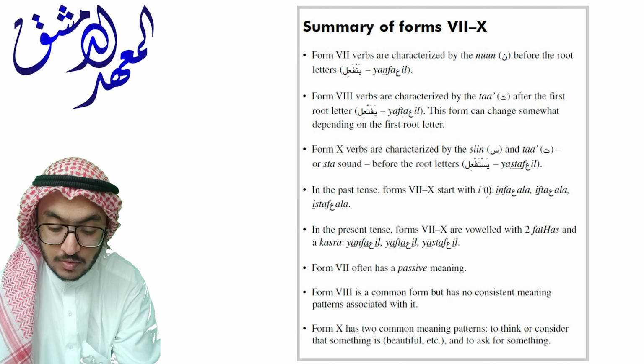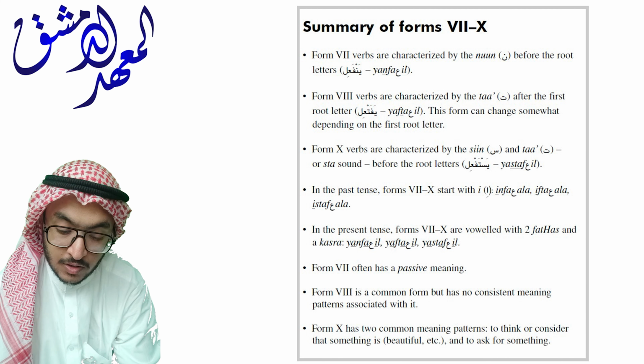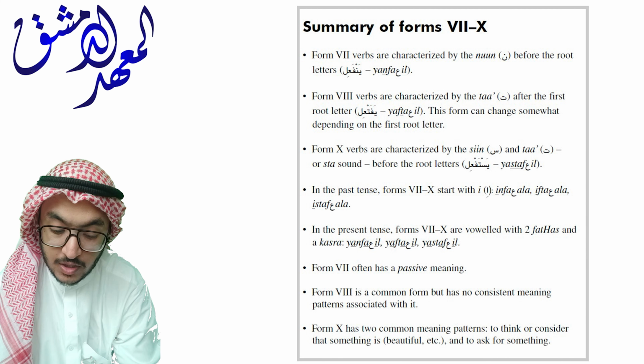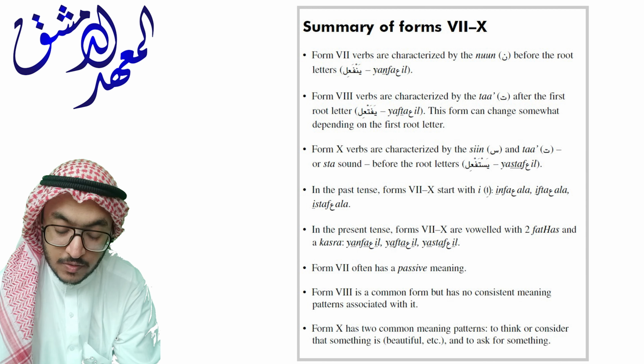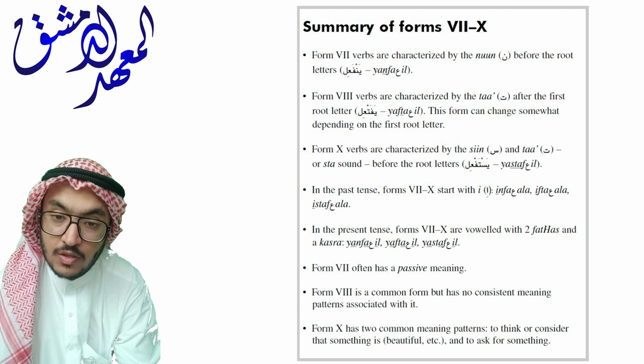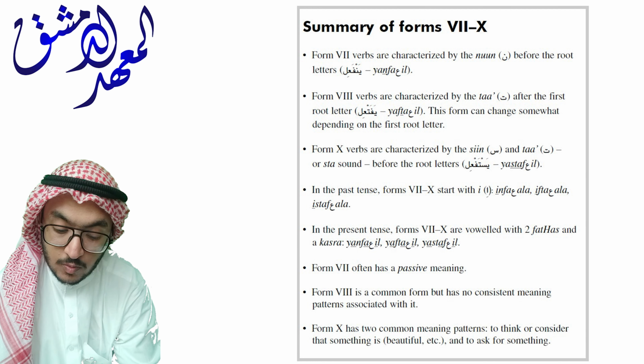See the previous videos. Weak verbs. Assimilated verbs are virtually non-existent in form 7 and regular in form 10. In form 8, the first letter drops out and is replaced by doubling of ta. Hollow verbs in form 7 to 10 behave similarly to basic hollow verbs. They have a long vowel in the end. There is no sukoon over the third root letter.